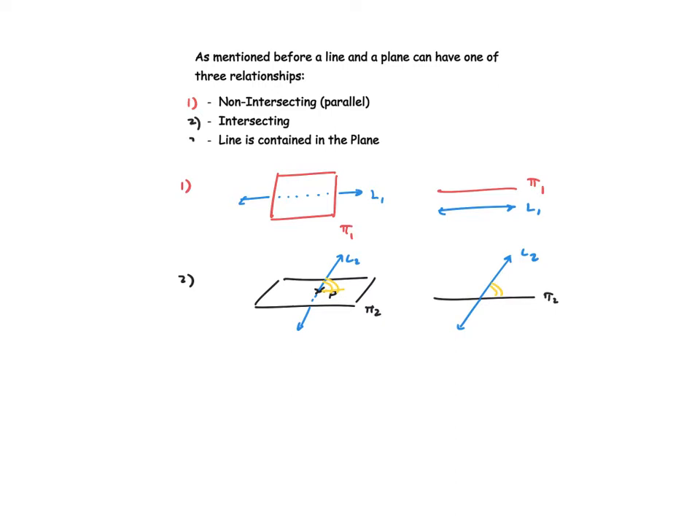Third scenario, a line is contained in the plane. All right, pretty easy to see that if I had a plane, let's call it pi 3.